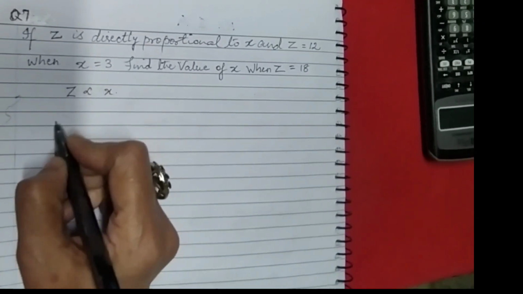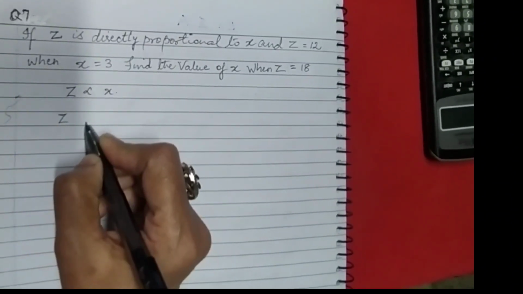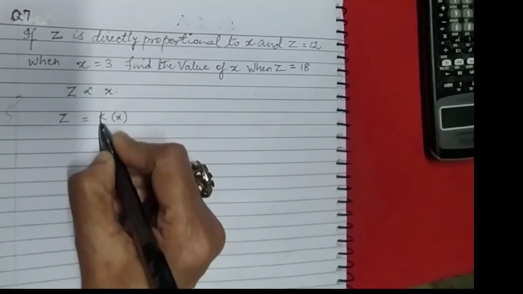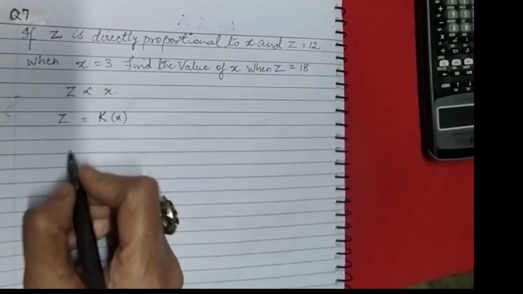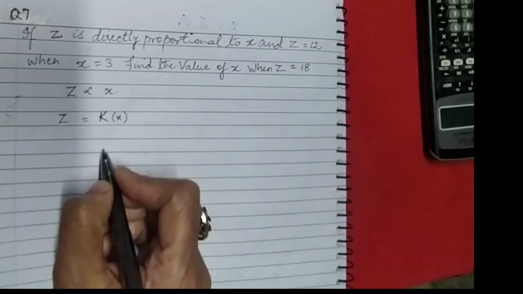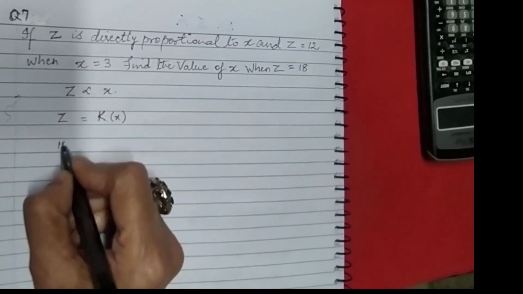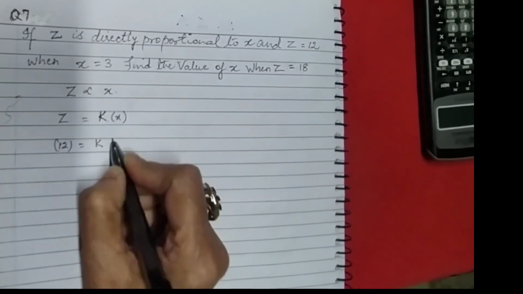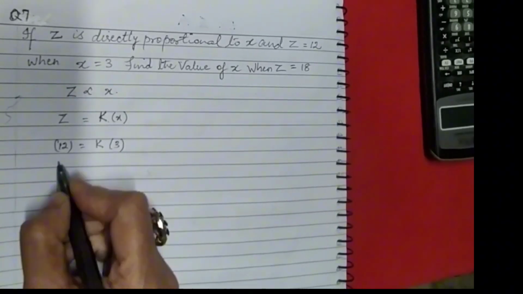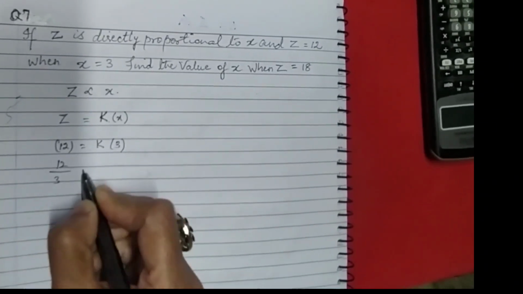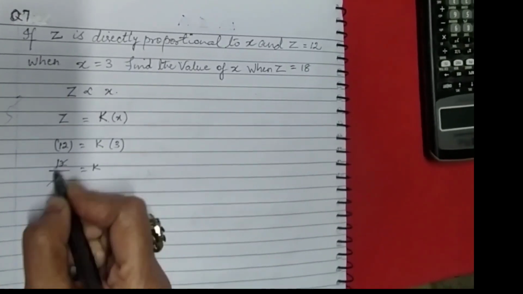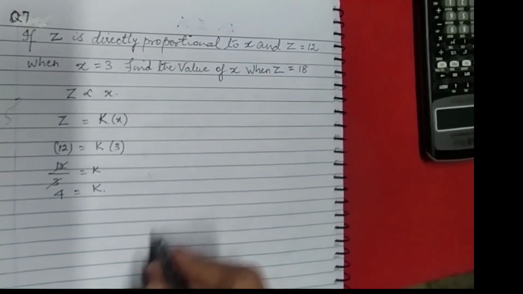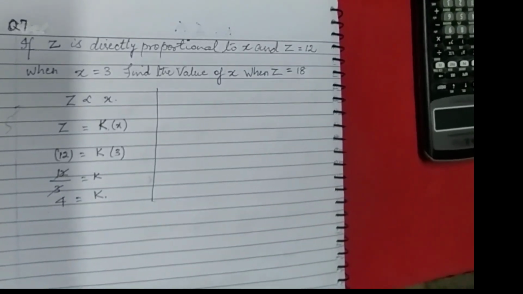So here we're going to put the value. Z is equals to kx, and we must all know this very well, that k is the constant. So here we'll find out the constant. So our z is 12, we don't know k, and our x is 3. So here you divide this, 12 divided by 3, so you'll get your k, that is 4. Your k is 4.